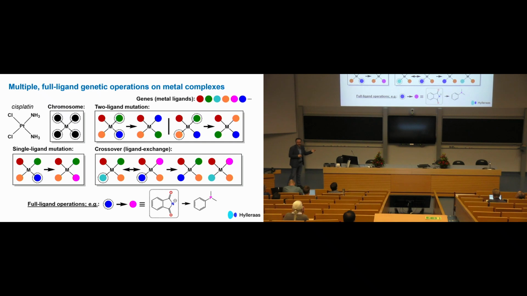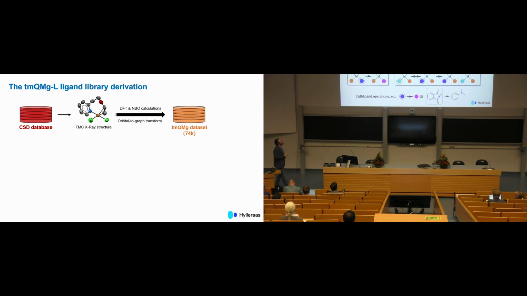Then, of course, in order to implement this, you need a ligand library. And so that's what we did next. So we took the Cambridge Structural Database. We applied some filters to extract crystal structures of metal complexes. We did some DFT and natural bond orbital calculations on this to derive graphs. And this gave us this TMQMG dataset, which is a graph dataset.